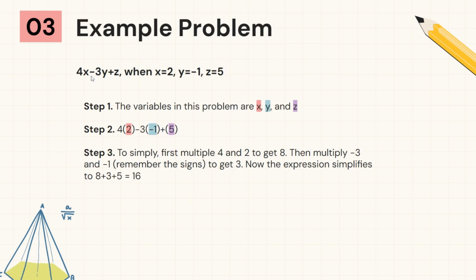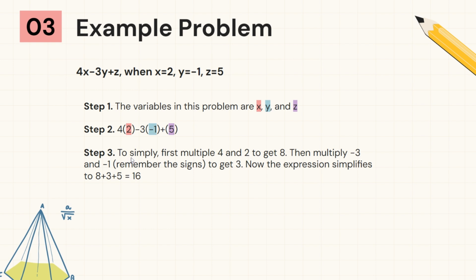Here is an example problem. 4x minus 3y plus z when x equals 2, y equals negative 1, and z equals 5. Step 1. The variables in this problem are x, y, and z. Step 2. 4 times 2 minus 3 times negative 1 plus 5. Since you're subtracting 3 times negative 1, it should be minus negative 3. You can basically just convert that to plus 3 because remember, two negatives equal a positive.